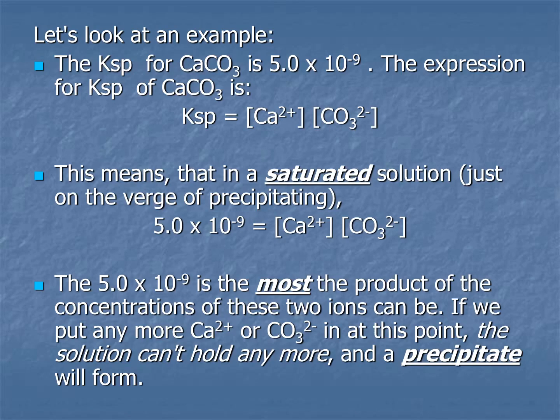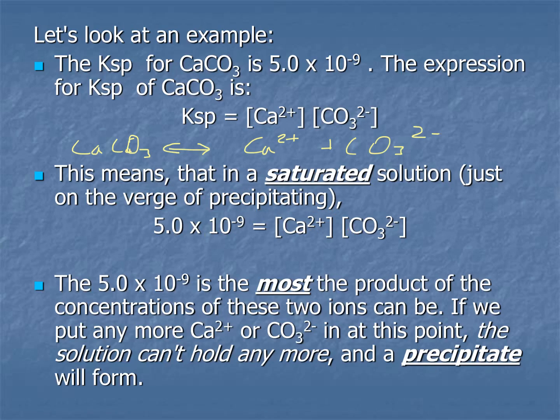If I needed to write out the equation, so calcium carbonate, equilibrium arrow, calcium ion plus carbonate ion. So I have a 1-to-1 ratio here. This means that in a saturated solution, which is just on the verge of precipitation. Remember, a saturated solution means it has dissolved all possible solid. So we're on the verge of precipitation.